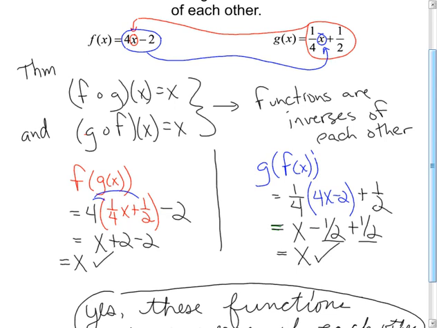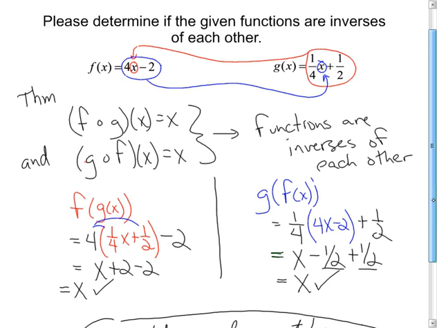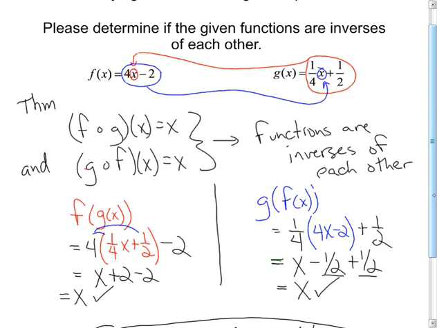I didn't do an example of not being inverses here, but that's how it works. It would be if you did not get x in one of them, which would most likely not give you x in either of them when you do these two compositions. So again, what we're doing is some computational work right here. f of g of x and g of f of x, those compositions, to apply this theorem, saying you have to get x in both those answers for the functions to be inverses of each other.